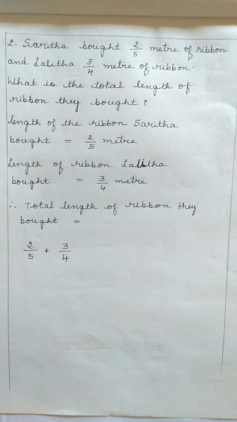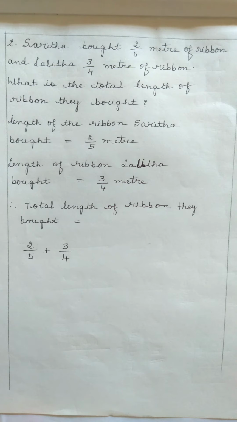The next question, there is a statement problem. Sarita bought 2 by 5 meter of ribbon. Therefore, the length of the ribbon Sarita bought was equal to 2 by 5 meter and Lalita 3 by 4 meter of ribbon. Therefore, the length of the ribbon Lalita bought is equal to 3 by 4 meter. What is the total length of the ribbon they bought? Therefore, we need to find out the total length of ribbon bought by Sarita and Lalita.